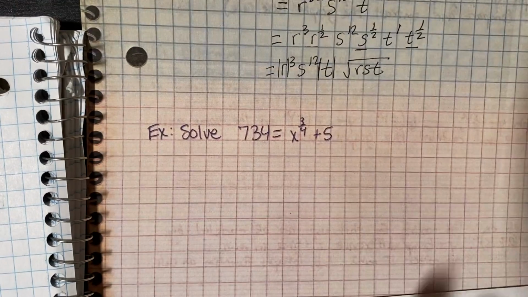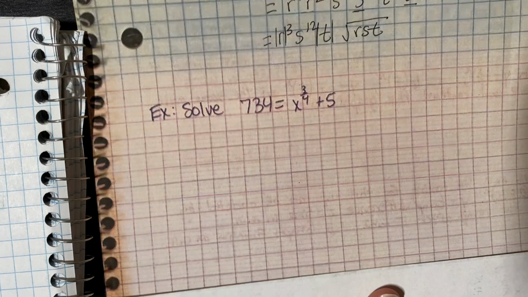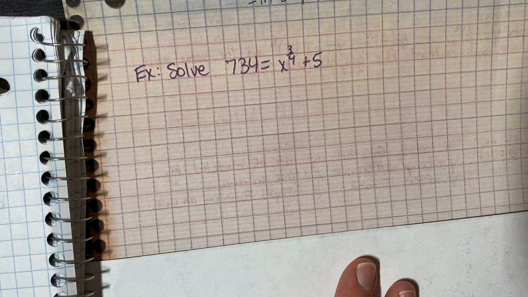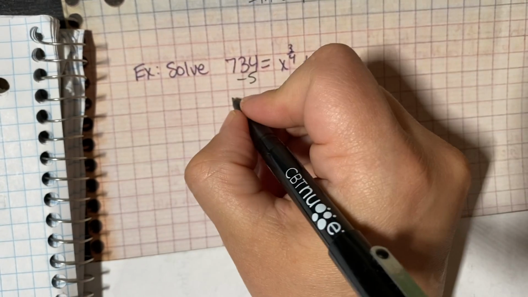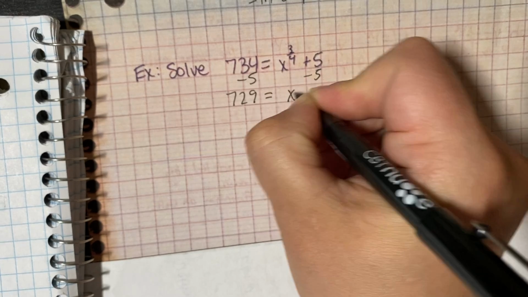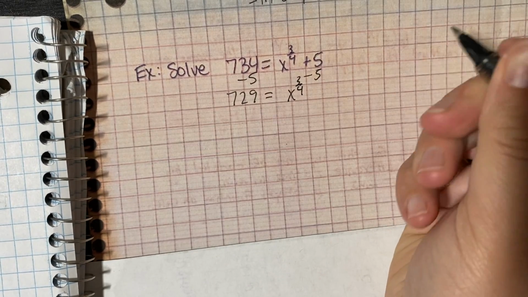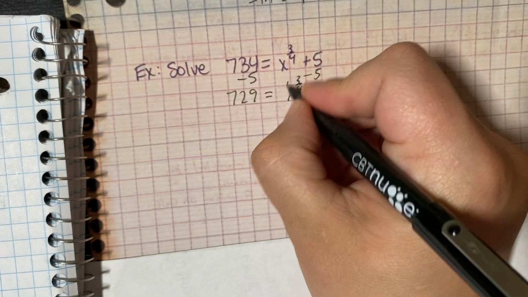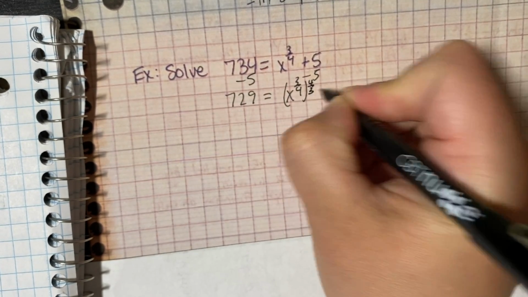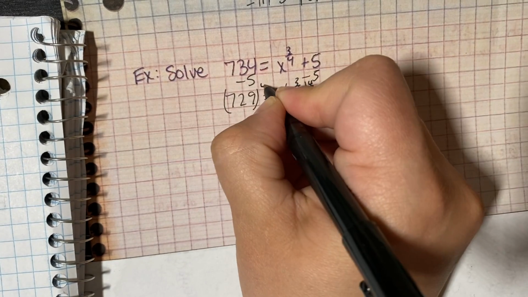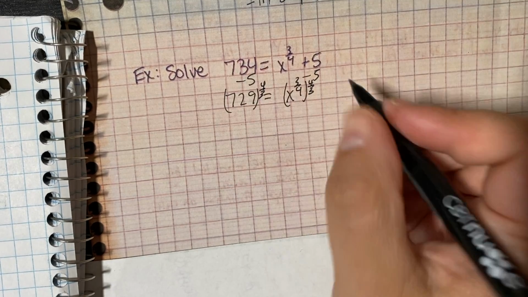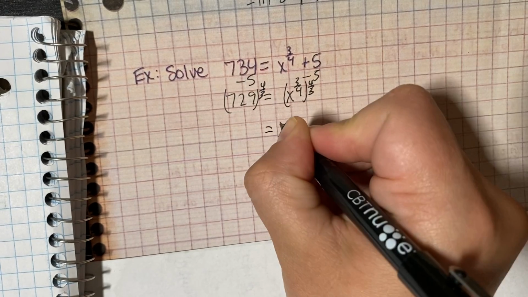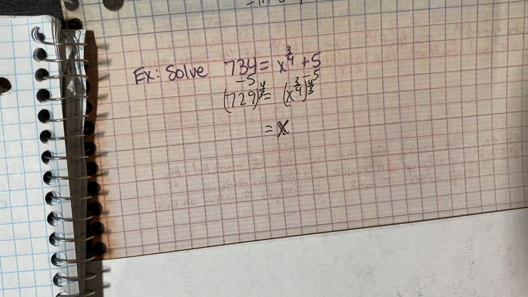All right, last one. Solve. Okay, so let's work to get that x by itself. So I'm going to go -5, -5. 729 equals x to the 3/4. Okay, in order to get rid of a 3/4, we could multiply this by an exponent that is opposite. So I will have 729 to the 4/3. We don't know what the 4/3 is off the top of our mind.